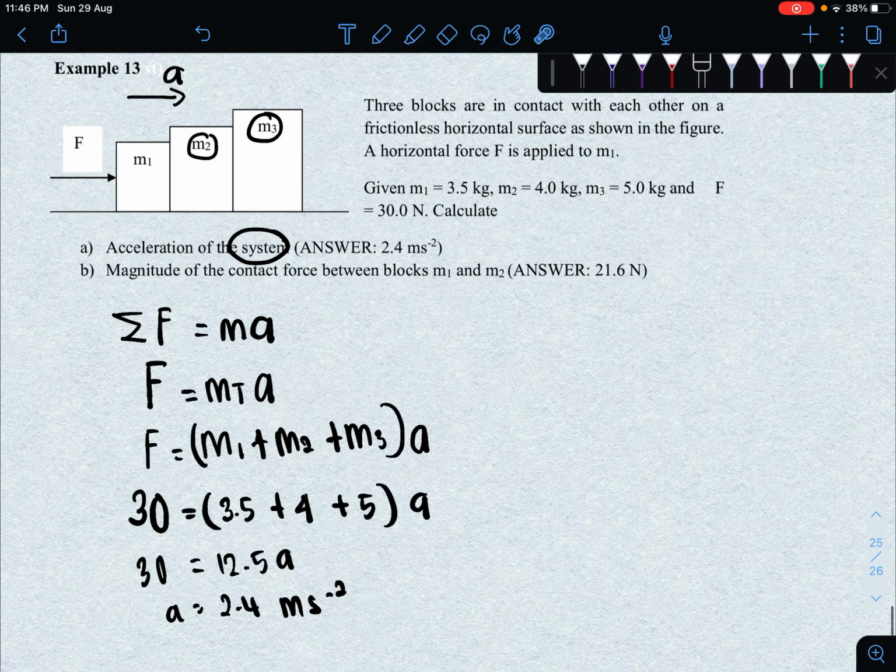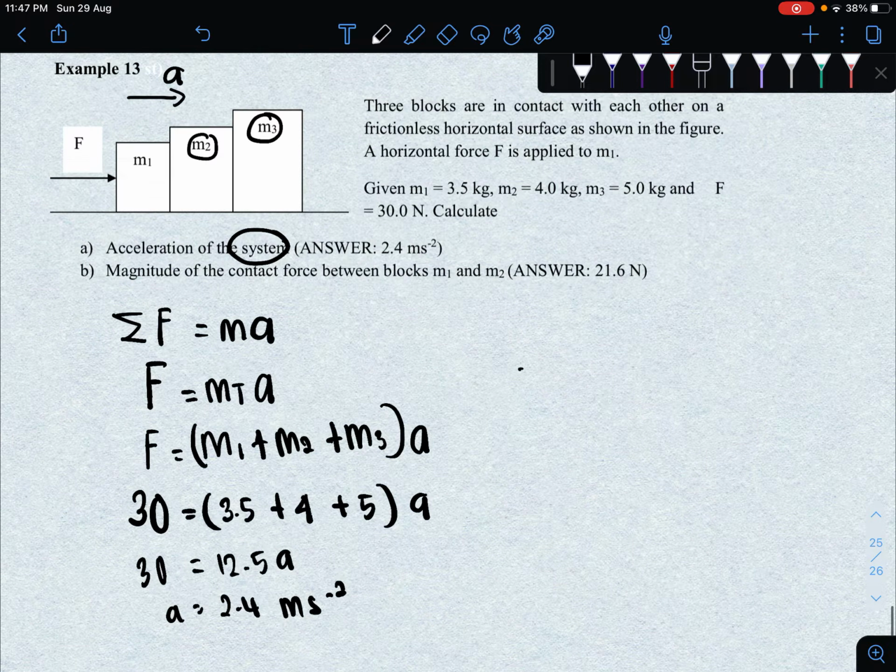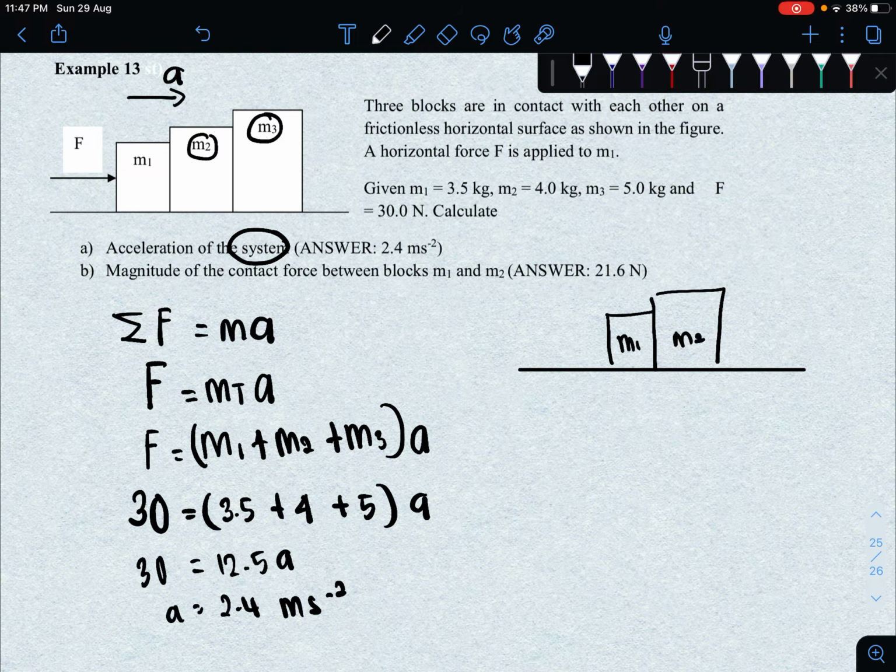Okay, so next is to find the magnitude of contact force between block M1 and M2. So, kita nak tengok pada objek kita M1 dan M2. So, I'm going to redraw my M1 and M2 here. This is my M1 and M2. Dia cakap contact force between M1 dan M2 iaitu this particular point here. At this particular point, they are in contact with each other.